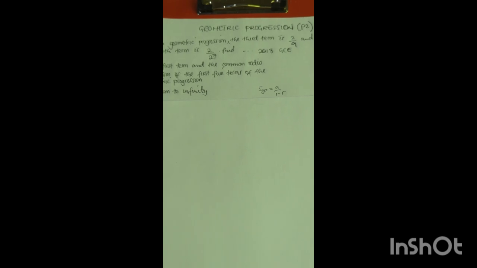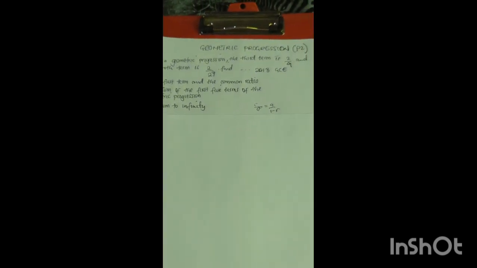Today's tutorial is on geometric progression, which comes in paper 2 with a total of 7 marks. We are going to specifically look at how to solve GP questions that have fractions. This particular question is from the 2018 GCE paper. In a geometric progression, the third term is 2 over 9 and the fourth term is 2 over 27. We are supposed to find the three quantities there.